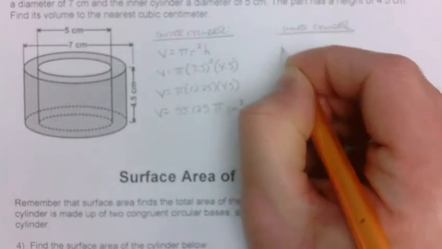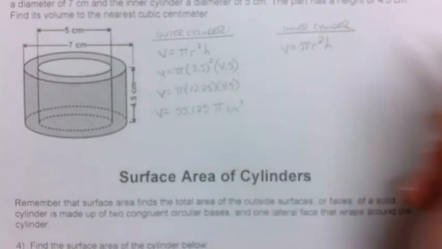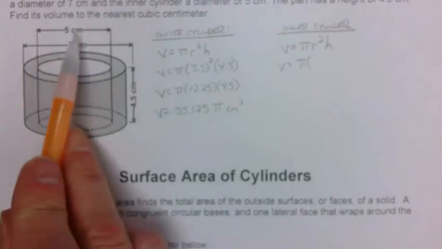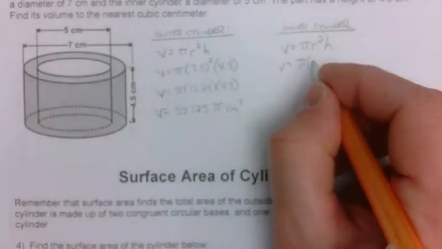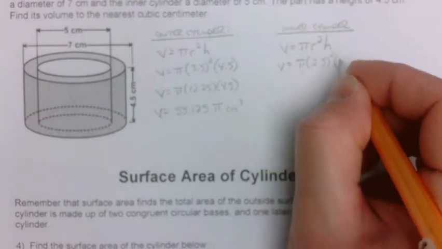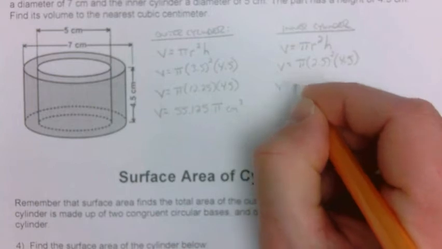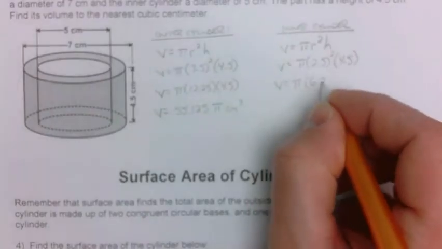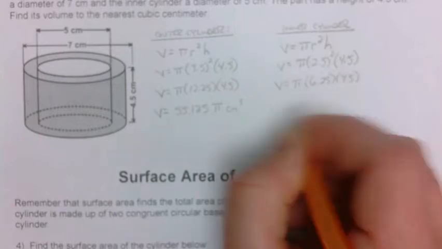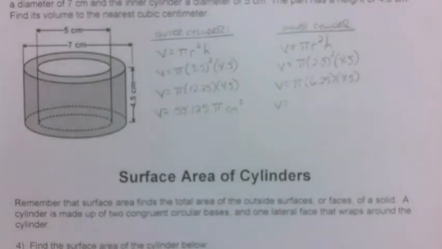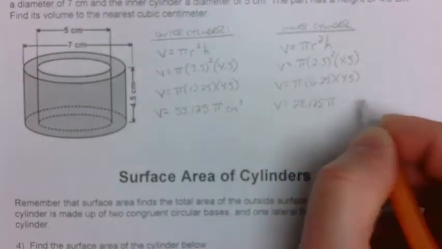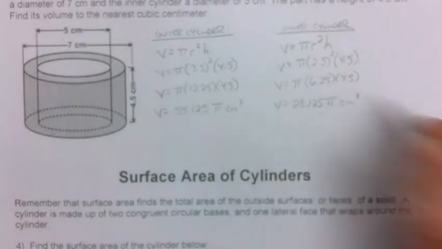We're using the same formula, V equals pi r squared h. In this case, for the inner cylinder, it had a diameter of 5 centimeters. Half of 5 is 2.5, so 2.5 squared. And the height is still the same at 4.5. If you square 2.5, that's going to give you 6 and 25 hundredths. Then we multiply 6 and 25 hundredths by 4.5, and that gives us 28 and 125 thousandths pi. Again, I'm going to leave it in terms of pi, cubic centimeters.